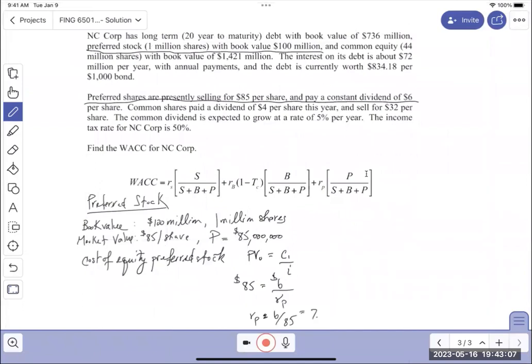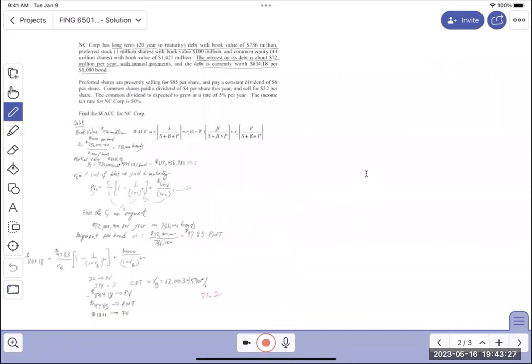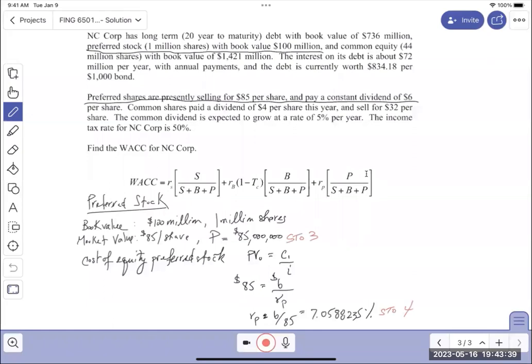which is 7.0588235%. So we can store this in 3 and this one in 4. Am I being consistent with my numbers? No, that works because I did the market value first. Okay. Any questions about that? So that's all the information I had. I just used my basic formula for valuing stock.